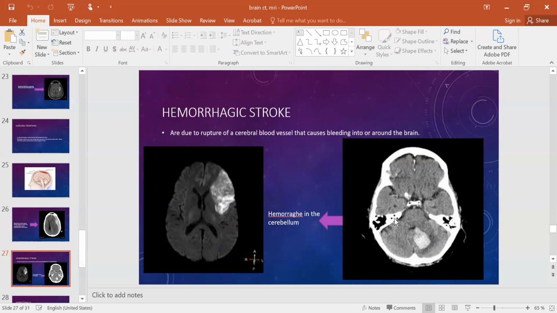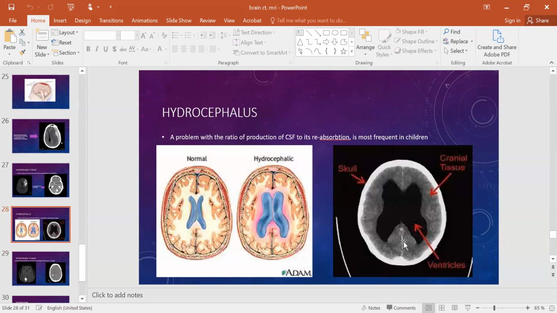Hemorrhagic stroke is due to rupture of cerebral blood vessels, which can cause bleeding into or around the brain. Here we have magnetic resonance imaging, axial plane, and you see a large hyperintense area inside the brain. Here also on computed tomography, axial plane, we see a hemorrhage in the cerebellum. It is hyperdense.